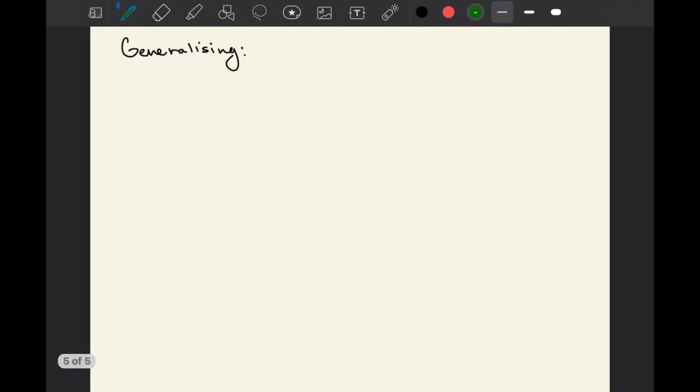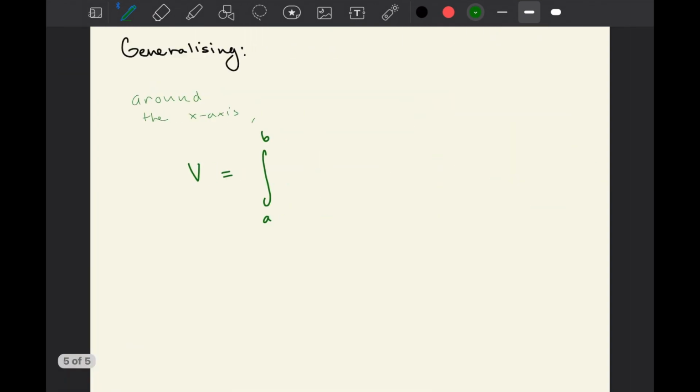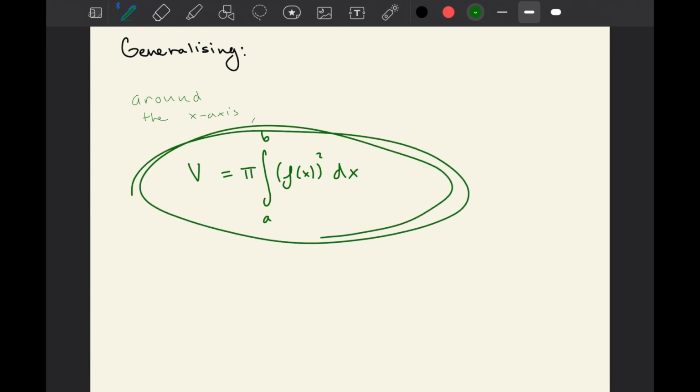So if we want to generalize this, when we rotate around the x-axis, the volume is going to equal the definite integral from a to b of each little volume. And how can we express each little volume? Well, it's pi r squared, right? And our r squared is simply the function. So we're going to have f of x squared times pi, and I'm taking the pi out because it's just a factor, dx. So this is going to be the expression, or so to say, our formula.